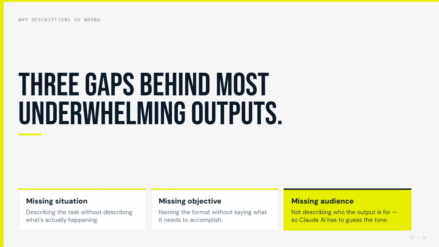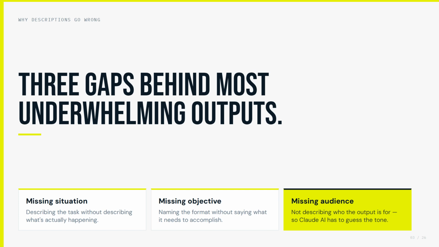The most common mistake is describing the task without describing the situation. "Write an email about the meeting" tells Claude AI what to produce, but nothing about the context it's producing it for. It doesn't know who the email is going to, what happened in the meeting, what you need the recipient to do, or what tone is appropriate. So Claude AI does what it always does when information is missing. It makes assumptions. And because it doesn't know anything specific about your situation, the assumptions it makes are as generic as possible. They're designed to work for any meeting, any email, any professional relationship, which means they work for none of them specifically.